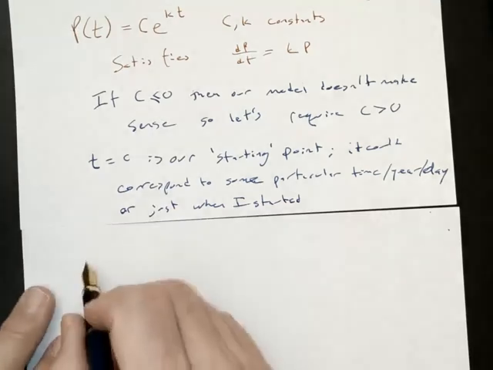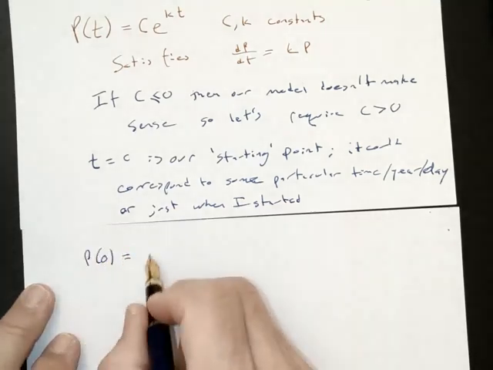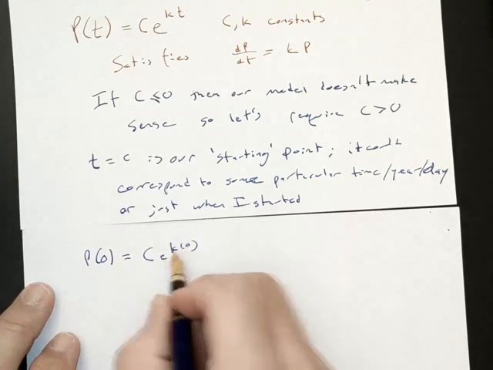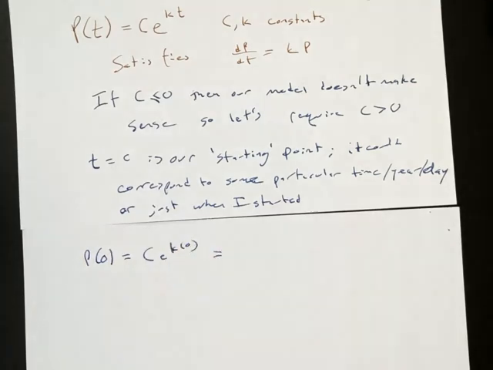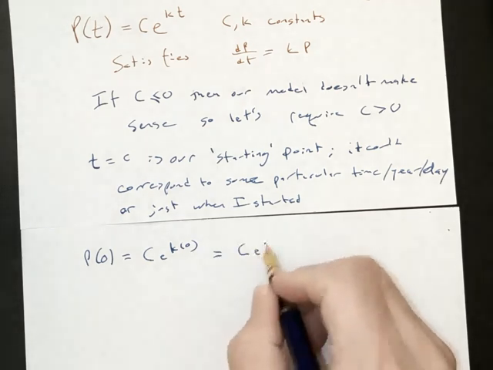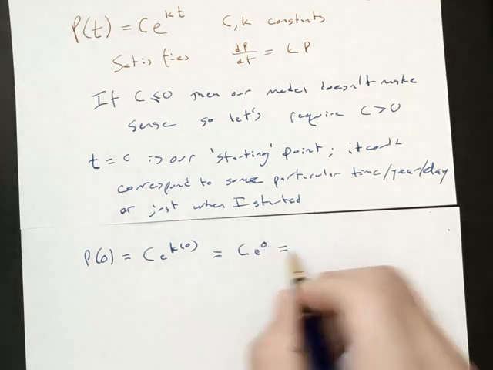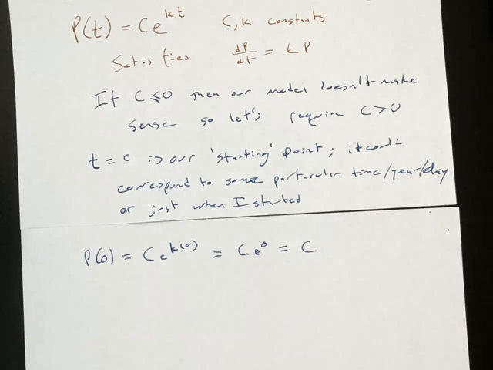But if I do that, then I know the value P of 0. What's that? The value of C e to the k0. Yeah? Okay, hang on a second. That's an exponential. But there's a C in front. So I get C e to the 0, and e to the 0 is 1, so that's C. So this could be my initial or starting population.